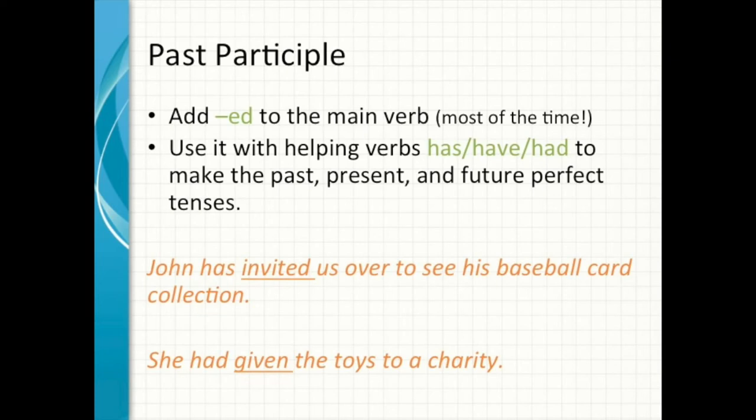Next, she had given the toys to a charity. Given isn't using that regular ed ending to make the past tense. Instead, we have an irregular verb here, so it's a little trickier to find. However, using the helping verb had shows us that we do have the perfect tense. Had given is the past perfect form of the verb.